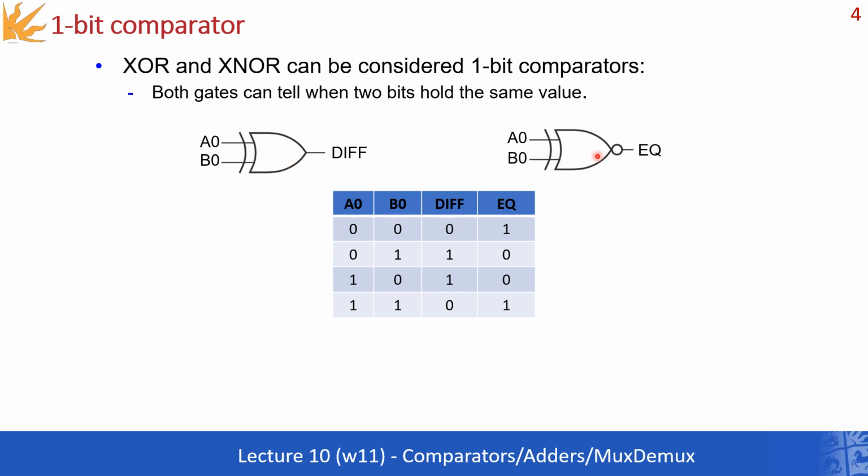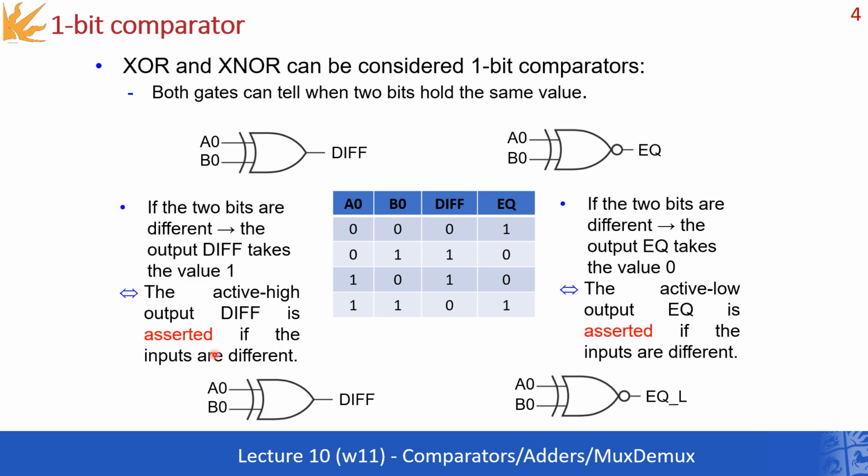Now let's take a look at the equivalence. The equivalence is the negation of XOR. So it outputs 1 if and only if both inputs are either false or both of them are true. Therefore, in the case of XOR, the active high output diff is asserted if the inputs are different. Likewise, regarding the equivalence gate, the active low output EQ is asserted if the inputs are different.